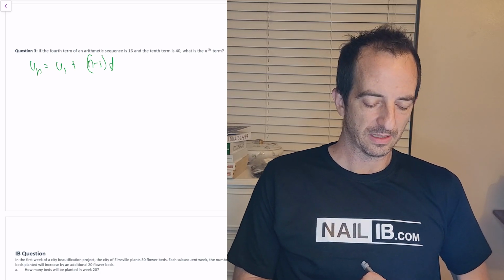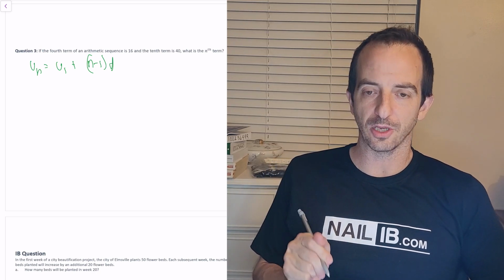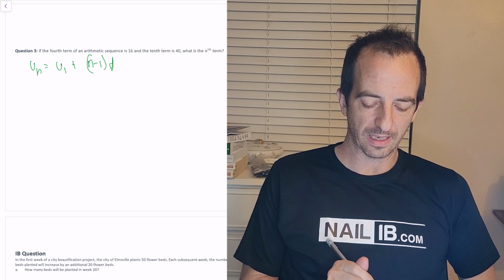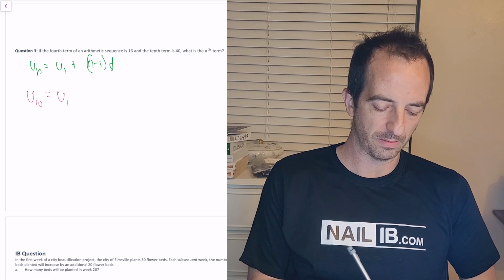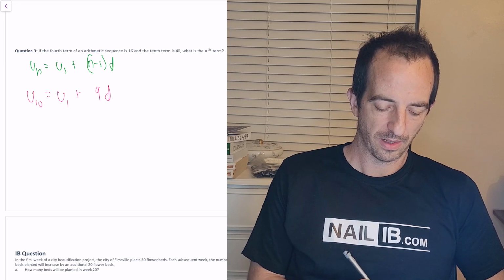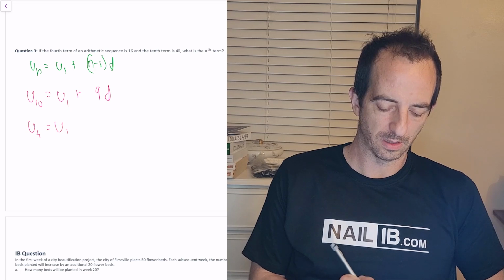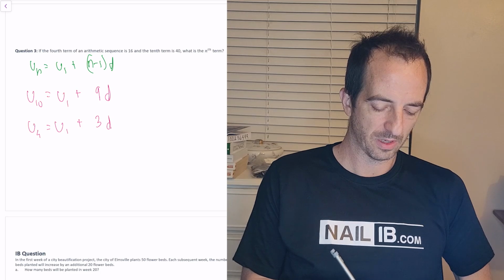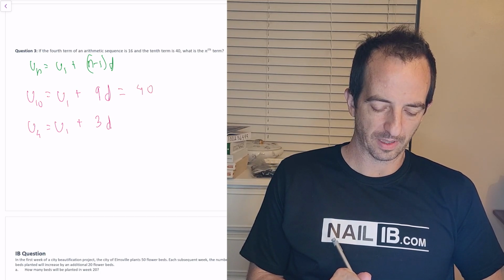to figure out. So if the fourth term of an arithmetic sequence is 16 and the 10th term is 40, create a general formula to find the nth term, right? So the 10th term, I'll say we have u10 is equal to u1 plus (n minus 1), or 9d. The fourth term is equal to, again, u1 plus (4 minus 1), or 3d. And the 10th term is equal to 40. The fourth term is equal to 16.